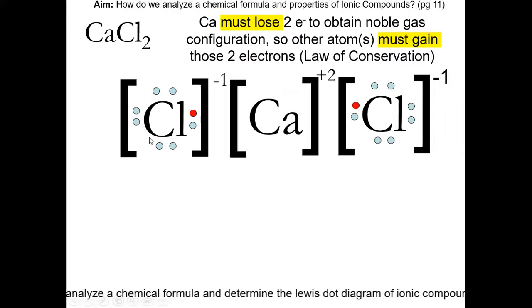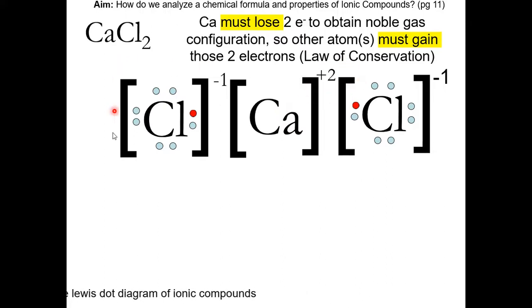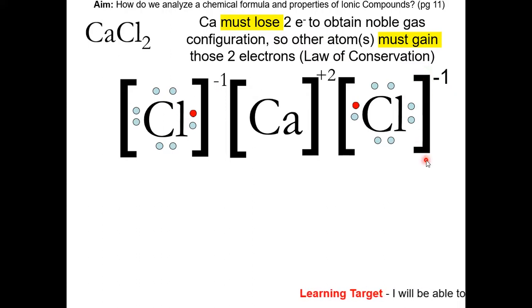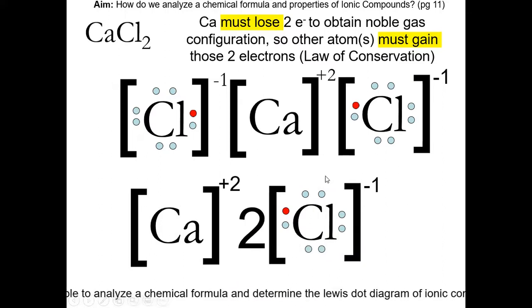Notice that the charge of chlorine is -1 because each chlorine gained 1 electron. For calcium, since it lost 2 electrons, the charge is +2. The total charge of this compound is 0. It is neutral because the charges cancel out. -1 plus 2 plus -1 is 0. You can also draw the Lewis dot diagram like this. Since we have 2 chloride ions, we can use the subscript 2 to represent that.